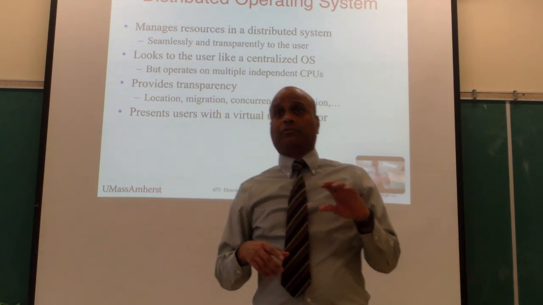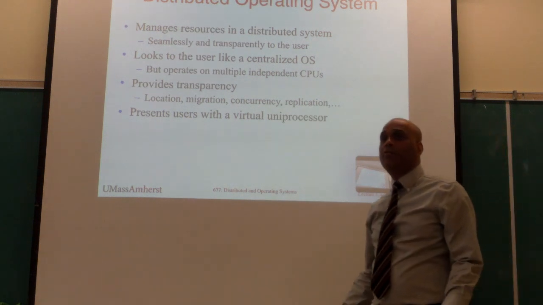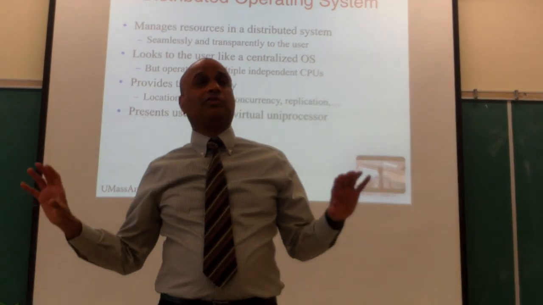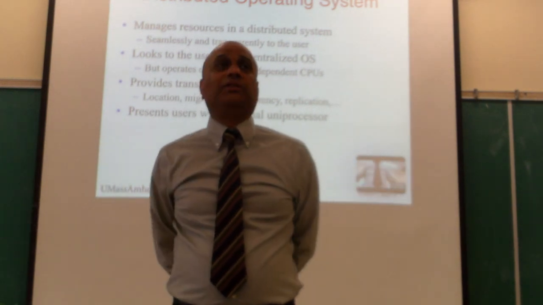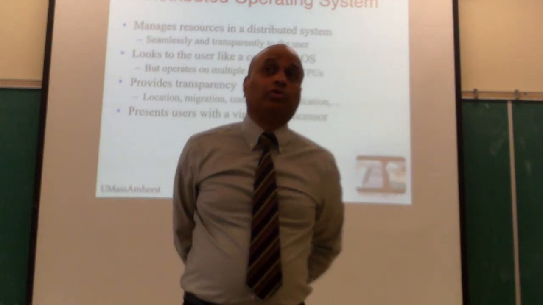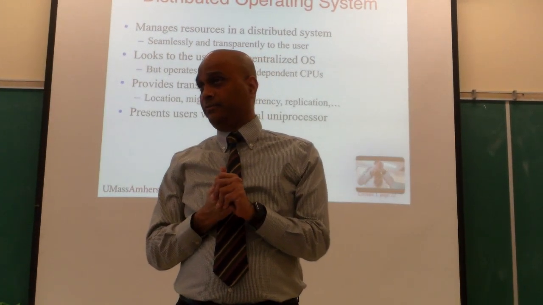Now, if you have what is called a distributed operating system, you have essentially an OS that runs on multiple machines, and it hides the presence of multiple machines from the user. So the entire network of machines looks like one large logical machine.